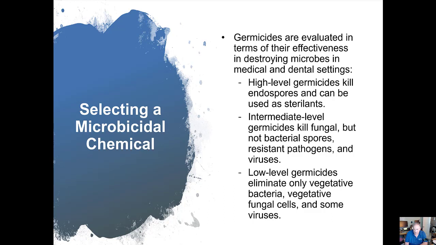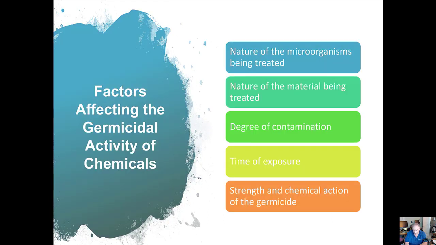Germicides are evaluated in terms of their effectiveness in destroying microbes in medical and dental settings. High-level germicides kill endospores and can be used as sterilants. Those are very expensive and you have to use exactly a certain standard operating procedure. Intermediate level germicides kill fungal but not bacterial spores, and low level germicides kill only vegetative types of cells. It only cuts down a percentage.